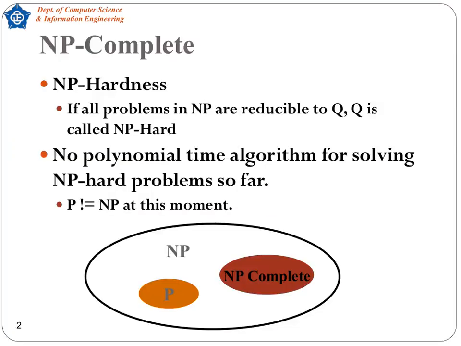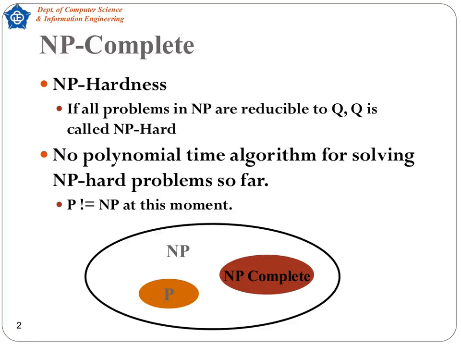Now, let's dive into NP-complete problems. First, what does NP-hardness mean? It means every problem in NP can be reduced to a problem Q in polynomial time. If Q has that property, we call it NP-hard. Next, NP-complete problems are exactly those NP-hard problems that also lie within NP.